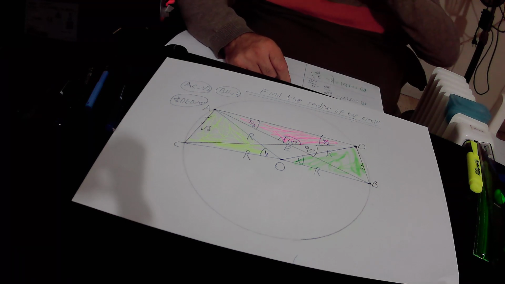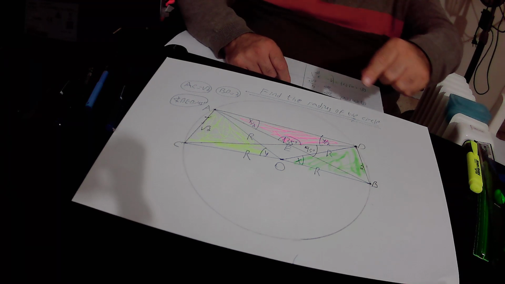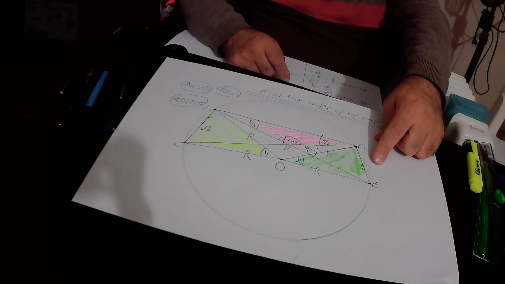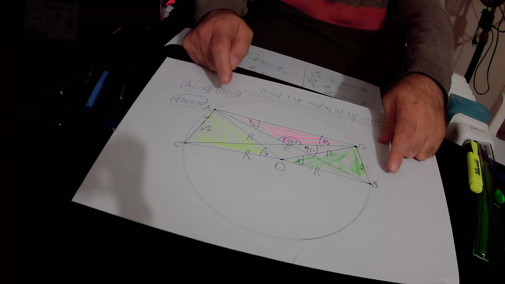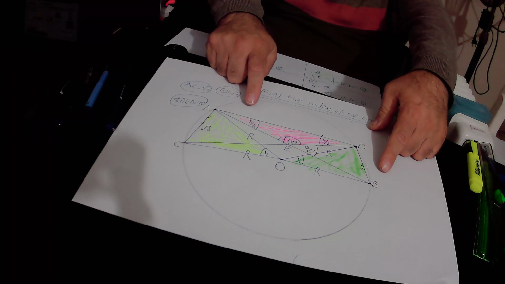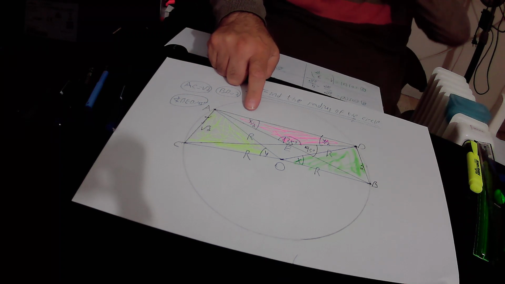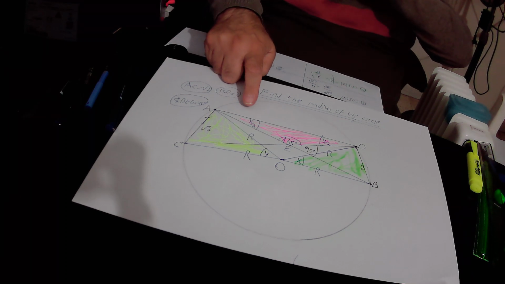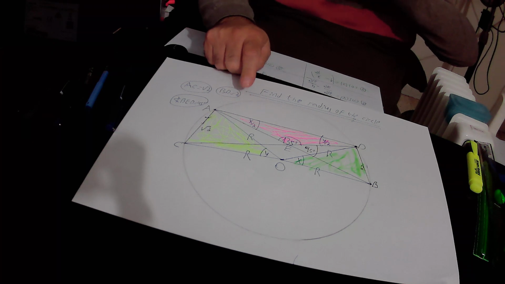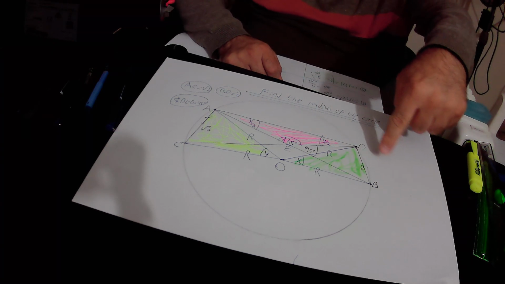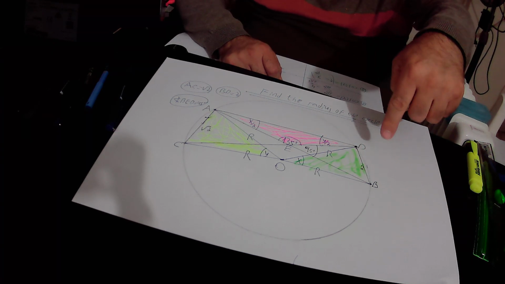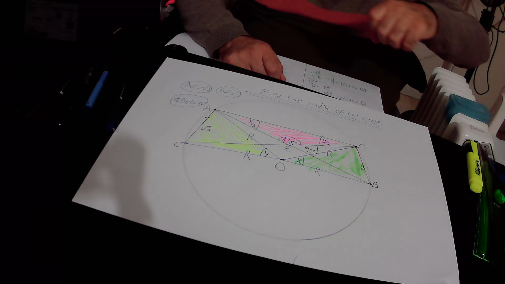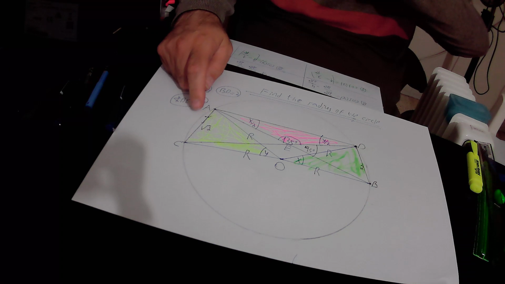Then we focused on chord DB. On this chord DB, we have this peripheral angle BAD that rests on chord DB. So we define the peripheral angle BAD as x over 2. Therefore, the central angle BOD that rests on the same chord BD must be equal to 2 times x over 2, that is x.